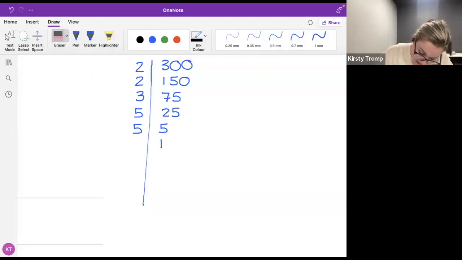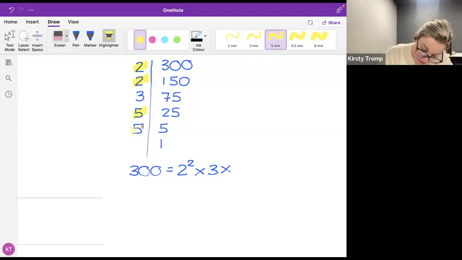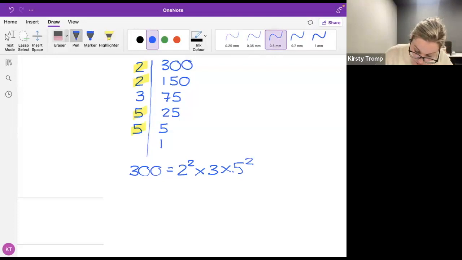Because I've done it this way now, I can say to myself, okay, well, that means that 300 is going to be equal to 2. How many times do I see 2? I see it once, twice. So 2 to the power of 2 times by 3 times by, how many times do I see 5? 1, 2. 5 to the power of 2.